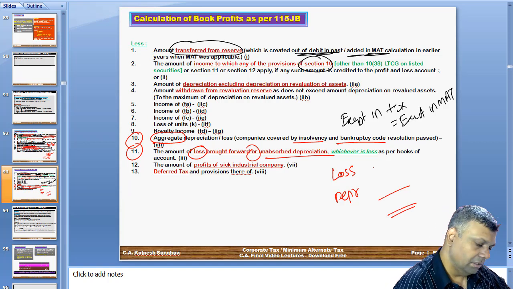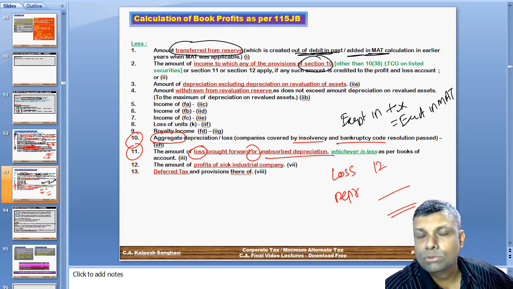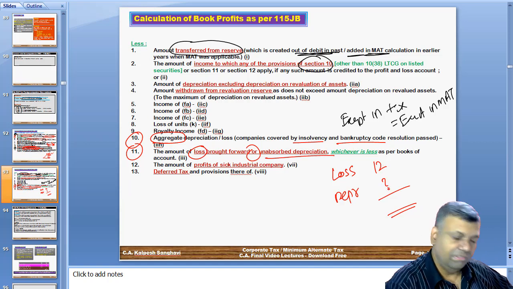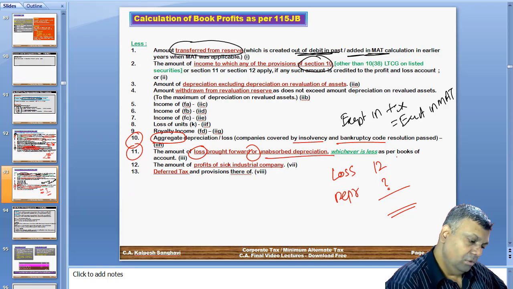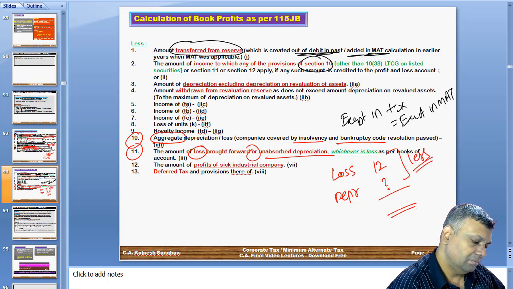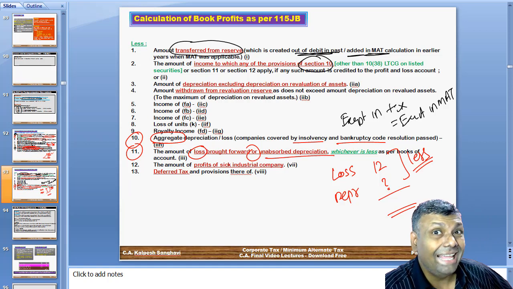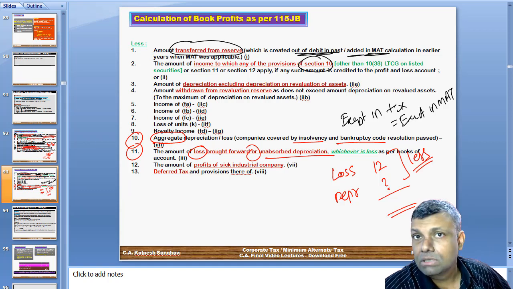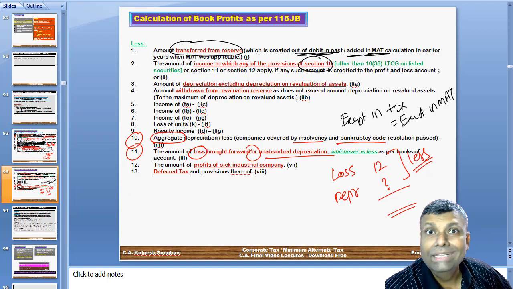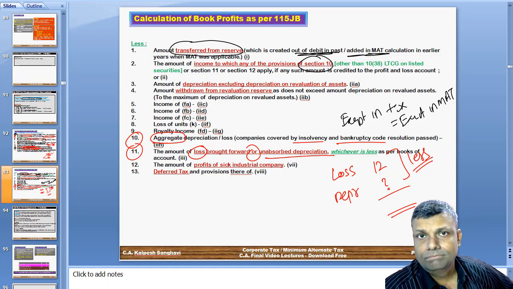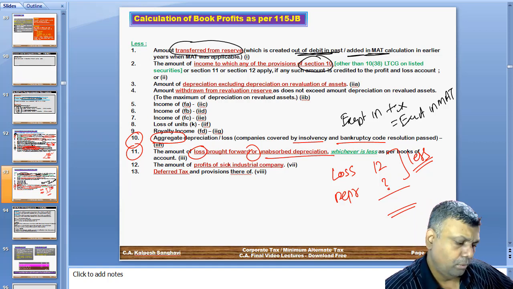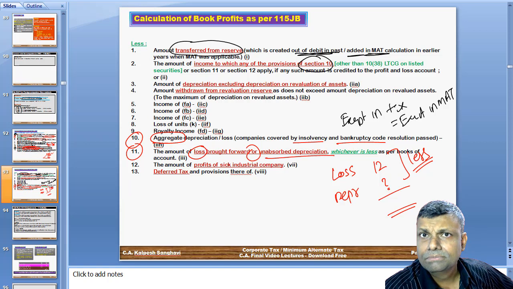Now, if you read this particular question, it has told you loss is 12, but the question is silent about depreciation. You have to take whichever is less. You don't have to take the aggregate figure. You don't have to take the total number, because our given company is not covered by the Insolvency and Bankruptcy Code. Our company is not covered that way in the question, that our Netherlands Oil Corporation. So what to do now? I think the best way to proceed is that let us assume that the depreciation is nil.